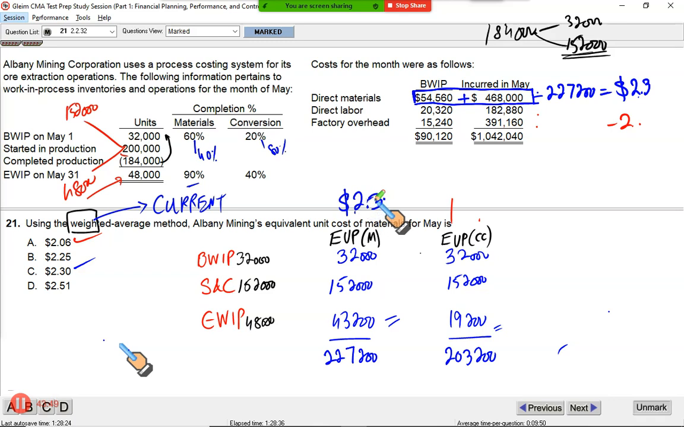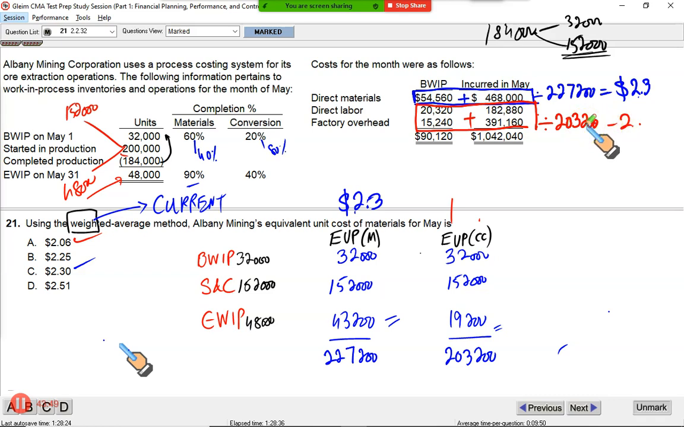So this is going to be my rate for material, 2.3. What about the conversion cost? Conversion cost means the direct labor and factory overhead. Since it's weighted average, we are going to consider the opening conversion cost and the conversion cost added during the current period. We are going to combine all these and divide them by the equivalent units of production of conversion cost, which is 203,200. Let's see what's the result.